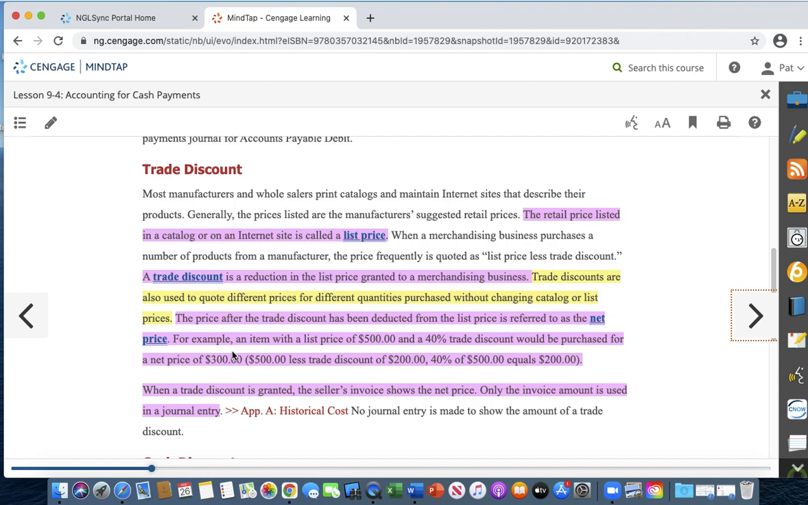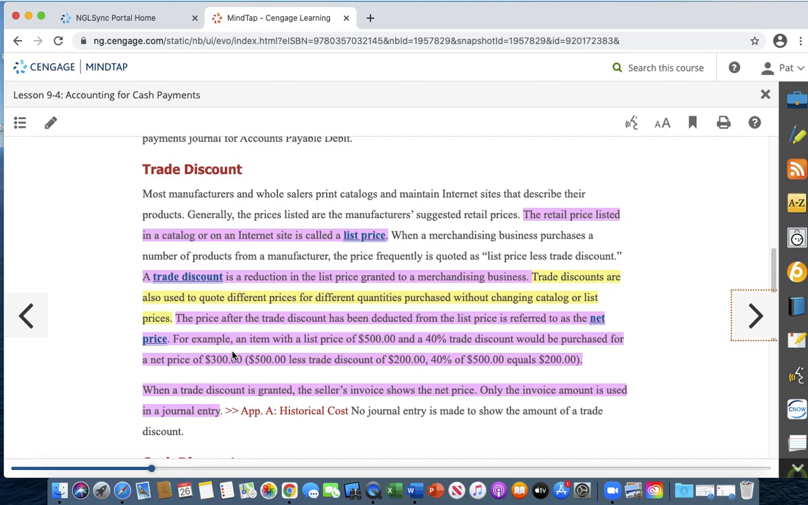Now, it depends how you want to do things, but let's just use that one as an example. How they did that is they took $500, with a 40% discount. So you take 500 times 0.4, which gives you $200. That's our discount. And then they would take 500 minus 200 to get what we owe, which is the net price.